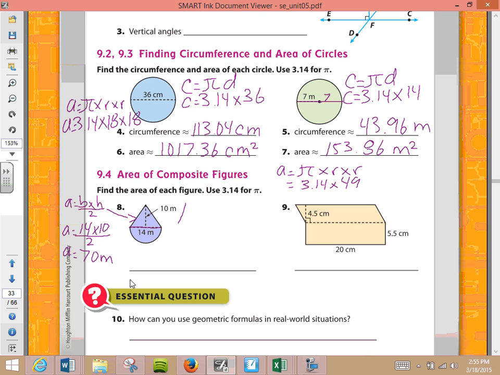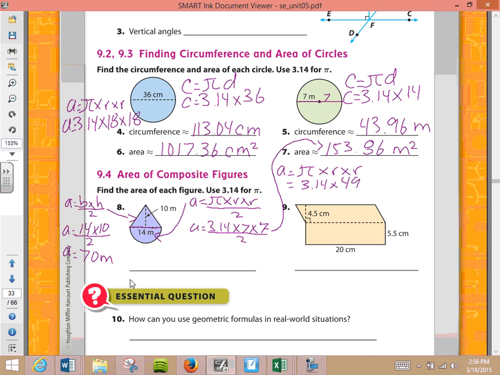For the semicircle, we know the area is pi times r times r. But what else do we have to do? Divided by 2. Why are we dividing by 2 at the end? Because it's only half, right? So 3.14, and somebody says 7 times 7. Why do you use 7 times 7? That's the radius. 14 is the diameter. That means 7 is the radius. You're doing exceptionally well. I like it.